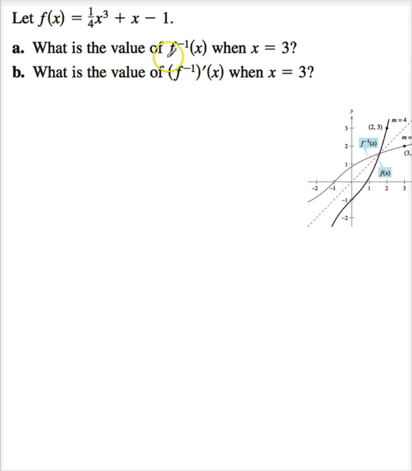Now let's look at the function. F is 1/4 x cubed plus x minus 1. Does it have an inverse? Well, the first thing you need to see is f prime of x is equal to 3/4 x squared plus 1, which is always positive. So yes, it's increasing, so it has an inverse.